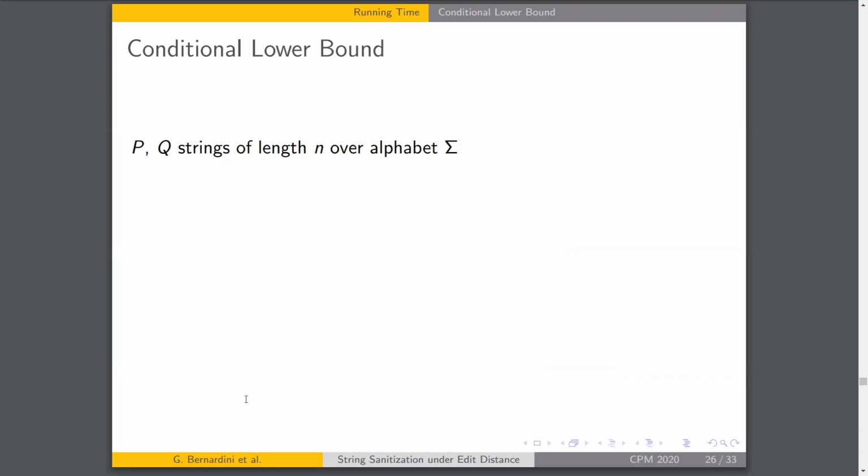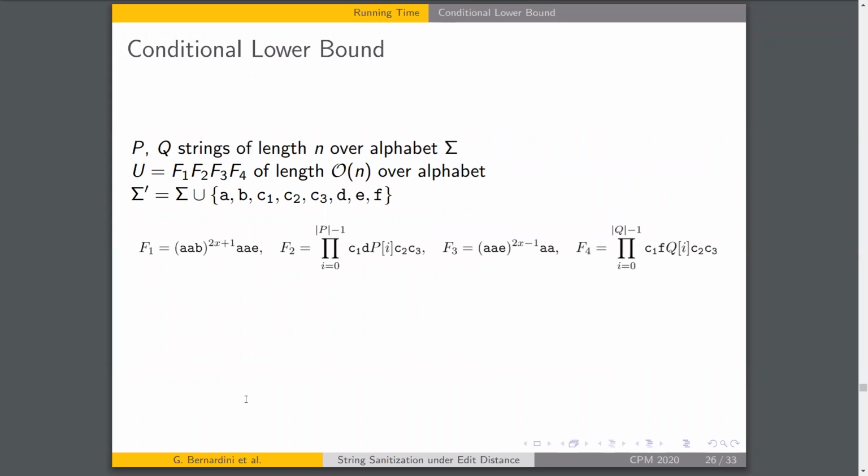Okay, so our idea is that given two strings P and Q of length n over the alphabet sigma, we construct a new, very complicated string U, such that we can calculate the added distance between P and Q in strongly subquadratic time, given the ETFS output of U. And because we cannot find the added distance between P and Q in strongly subquadratic time, we cannot find the output of ETFS in strongly subquadratic time either.